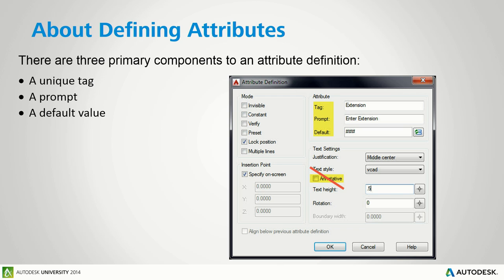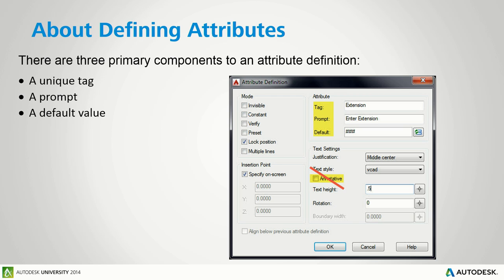Constant, that means that whatever value I put in here as a default when I create the attribute stays that way. The only way I can change that is if I modify the block itself that has the attribute attached to it. Hope that makes sense. If not, it will as we move along.